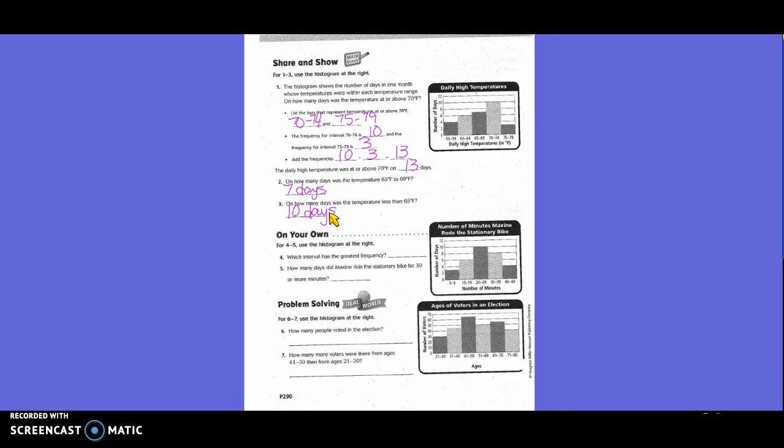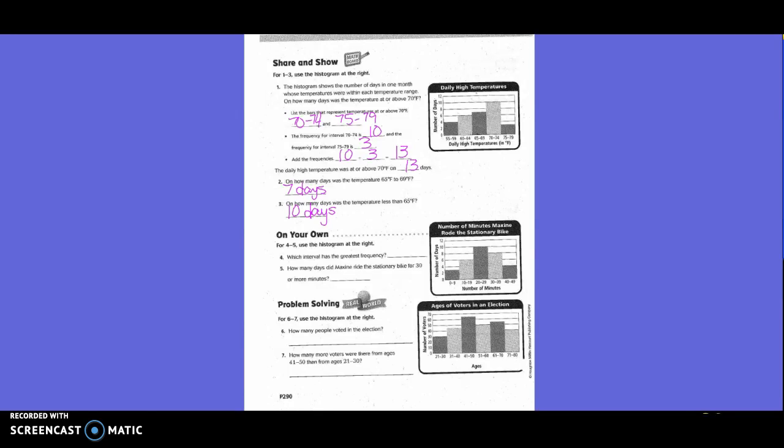So with your partners, you are going to do on your own 4 through 5 and use the frequency chart at the right. Problem solving. For 6 through 7, use the histogram at the right. Number 6, how many people voted in the election? So basically down here is the ages, and then this is the number of voters.